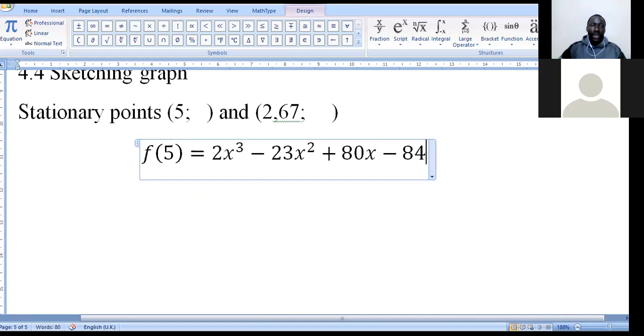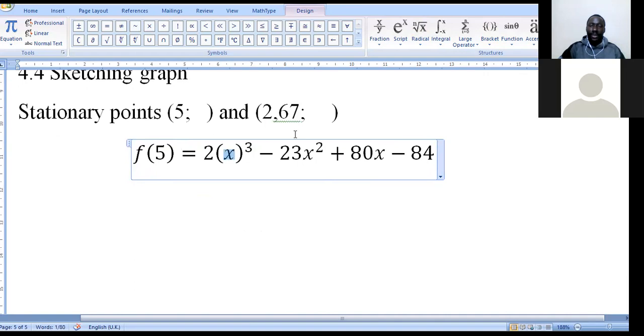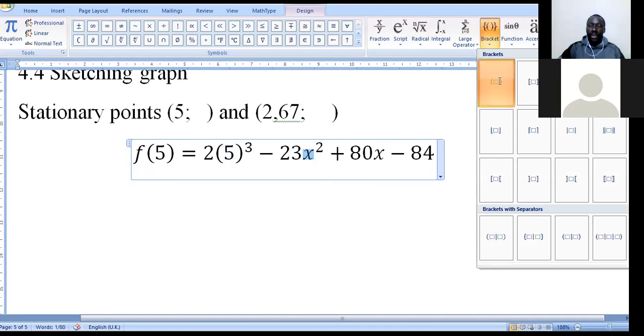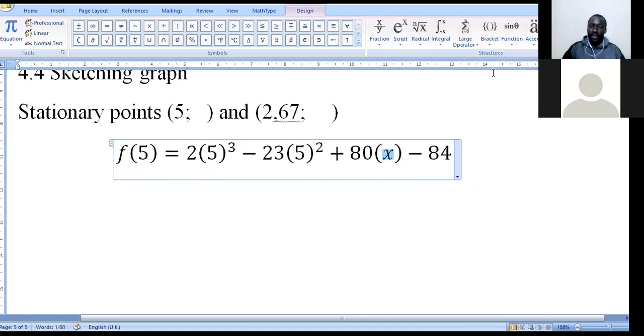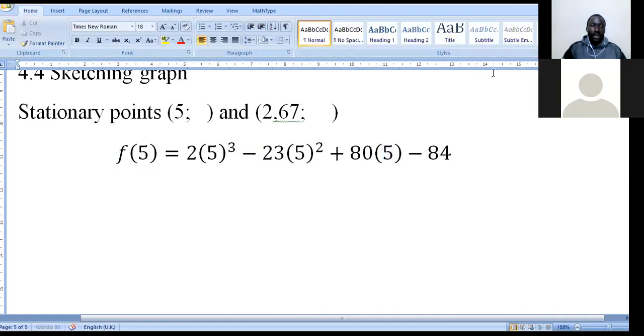That's what we have. So f of 5 is going to be the value of the function when x is 5. So we put 5 there. Then here, we also put 5. Then here, we also put 5. Yeah, so what do we get for that? That's going to be the y value.